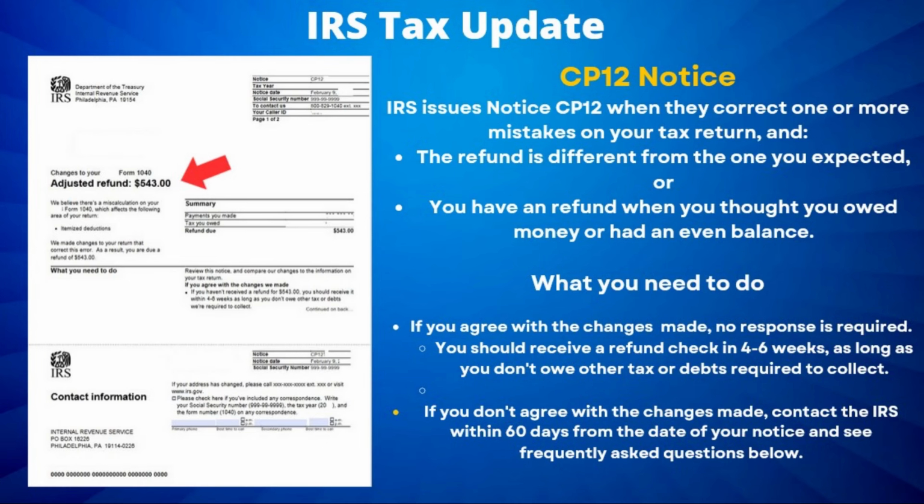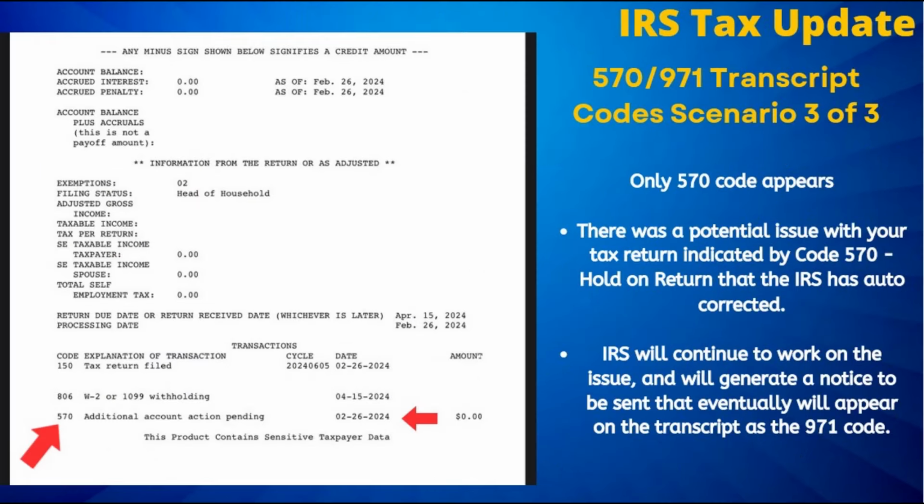Now, if you disagree with the IRS on the adjustment, you can appeal that and should do so within 30 days. Finally, the third scenario is for those who are just encountering the 570 code on their tax transcript as seen here. In this situation, it means the IRS is currently working on the issue, and no matter the outcome of the situation, you will see a 971 code appear, usually after your next tax transcript update.